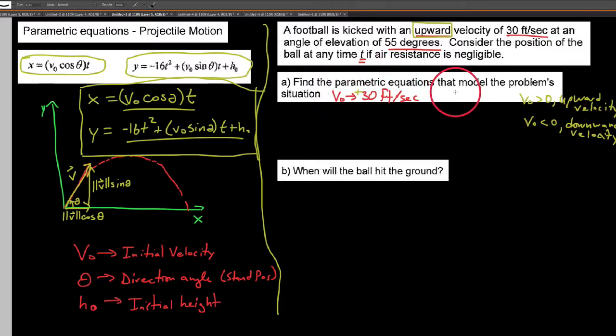So our initial velocity here is positive 30 feet per second, and this angle of elevation is my direction angle, so it would be a 55-degree angle with the positive x-axis. And the last thing I want to point out is that it didn't mention anything about initial height, so our initial height is 0.